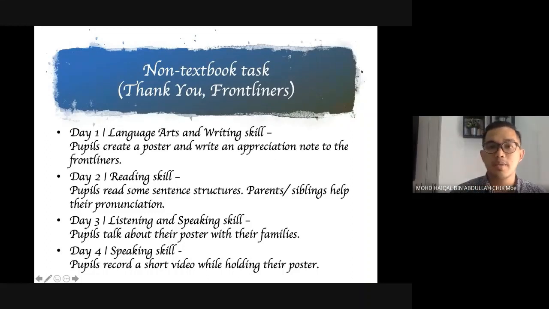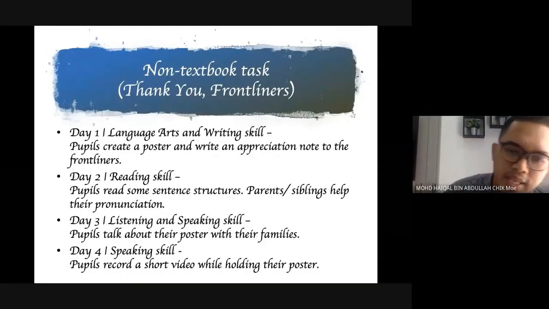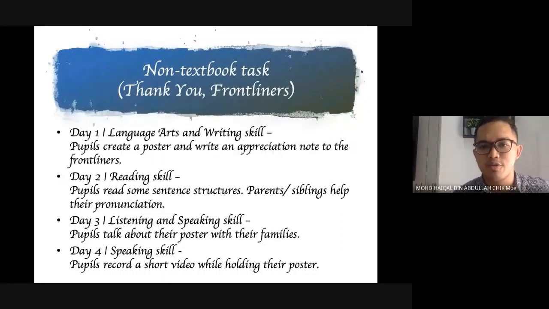Sebenarnya frontliners pun tak semua boleh pronounce well. So I did record my voice note and give it to them. Day three, listening and speaking skill. Pupils talk about their poster with their families. And day four, speaking skill. Pupils record a short video while holding their poster. So one complete week that tackles all the skills: listening, speaking, reading, writing, and also language arts.